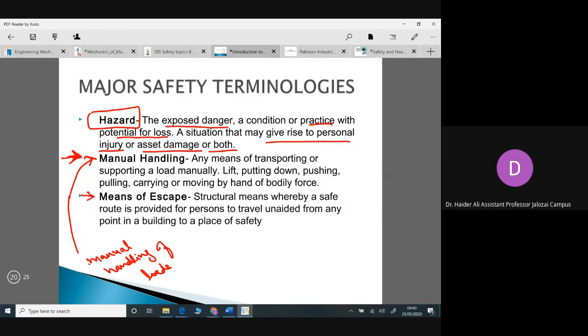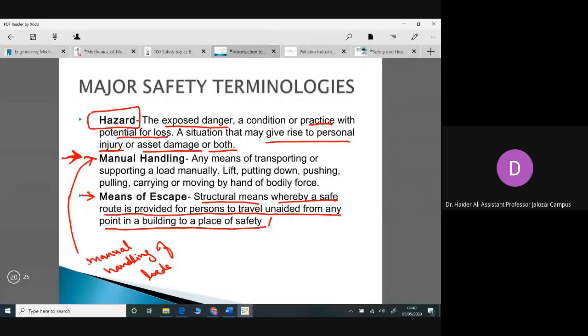Means of escape. What do you mean by means of escape? Structural means whereby a safe route is provided for persons to travel unaided from any point in a building to a place of safety. Like I said, fire exit routes. In any good building, there will always be properly defined fire exit routes.